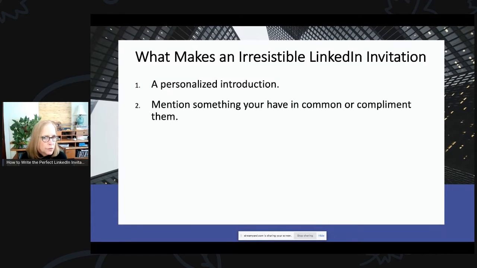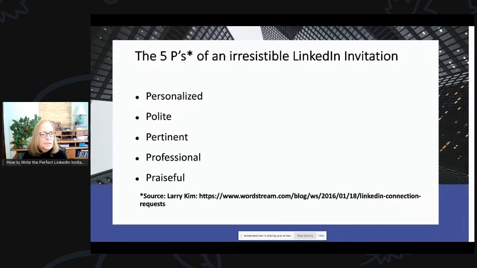So you're going to send a personalized introduction. You're going to mention something that you have in common, or even compliment them, but not saying that they have a nice smile, okay? How you offer value. Give a hint as to what it is that you do. A warm sign-off. And then finally, and that was it, okay. Got ahead of myself. Okay, there are 5 P's to a personalized invitation.